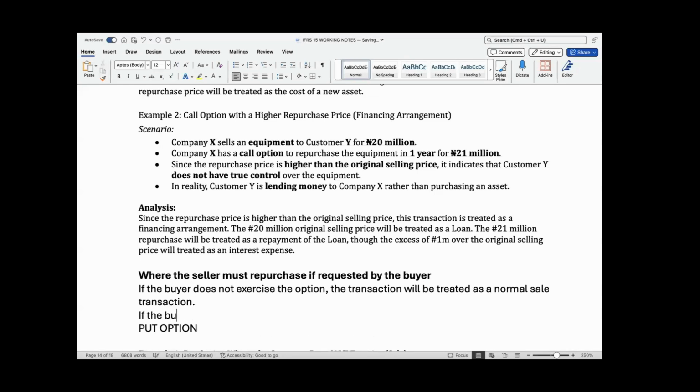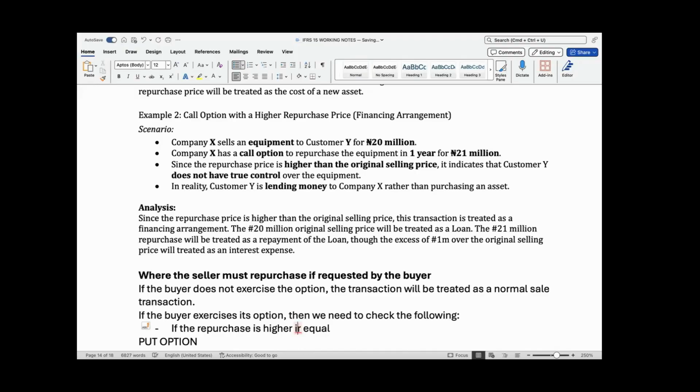But if the buyer exercises its option, then we need to check the following: that if the purchase price is higher, or if it's higher or equal to the original selling price or fair value at the date of repurchase.